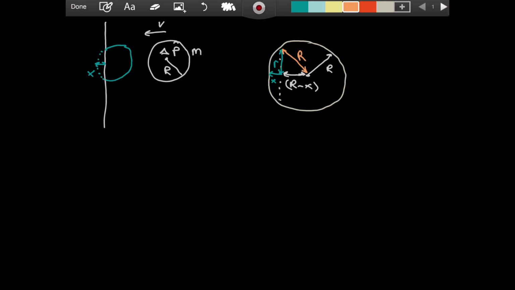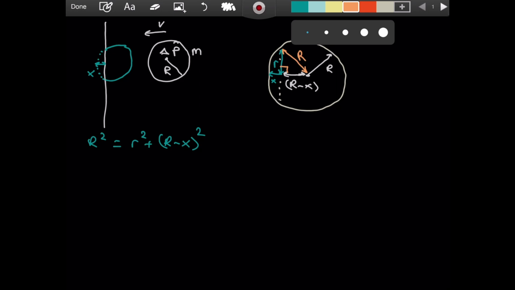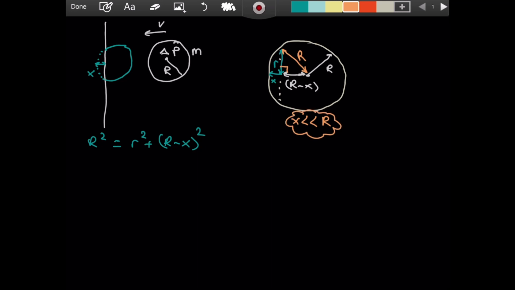We have a right triangle. What do we do? We use the Pythagorean theorem. So we have R squared is equal to little r squared plus (R minus x) squared. Here we will use a very, very powerful statement. We will say x is much, much smaller than the radius. This is huge. This statement is very important. And I hope this makes sense.